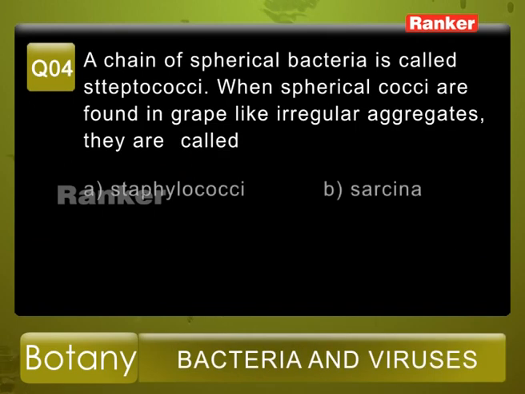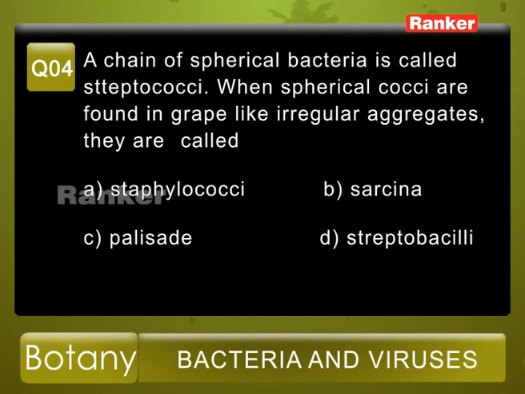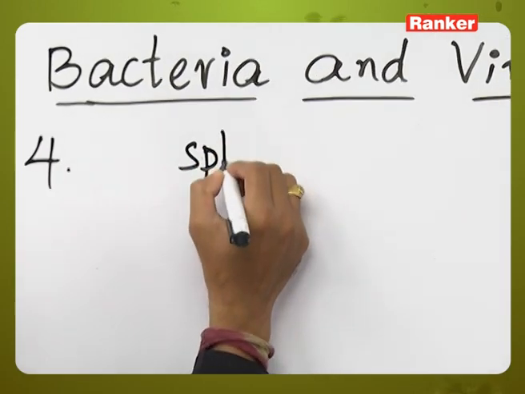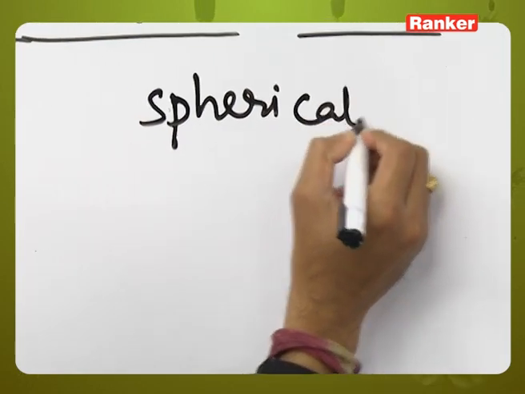Question number 4. A chain of spherical bacteria is called streptococci. When spherical cocci are found in grape-like irregular arrangements, they are called. The given options are A. Staphylococci, B. Sarcina, C. Palisade, and D. Streptobacilli. So this is also a question related to the spherical shaped bacteria.